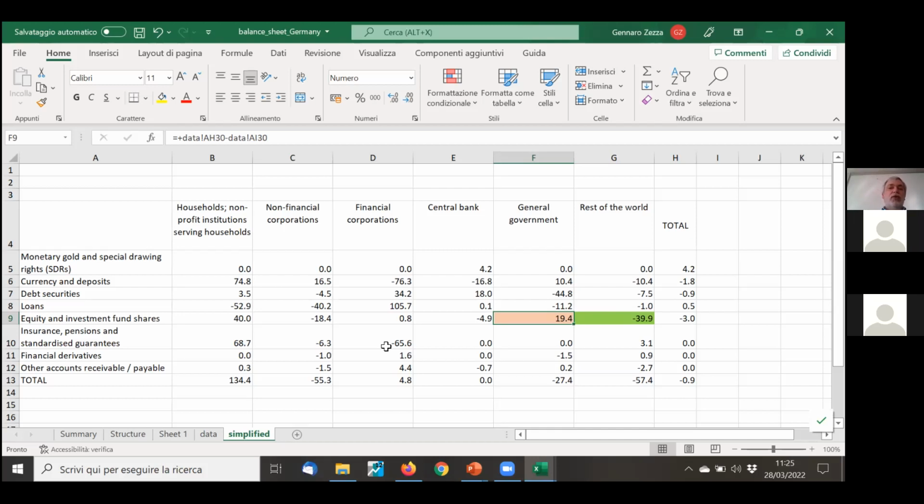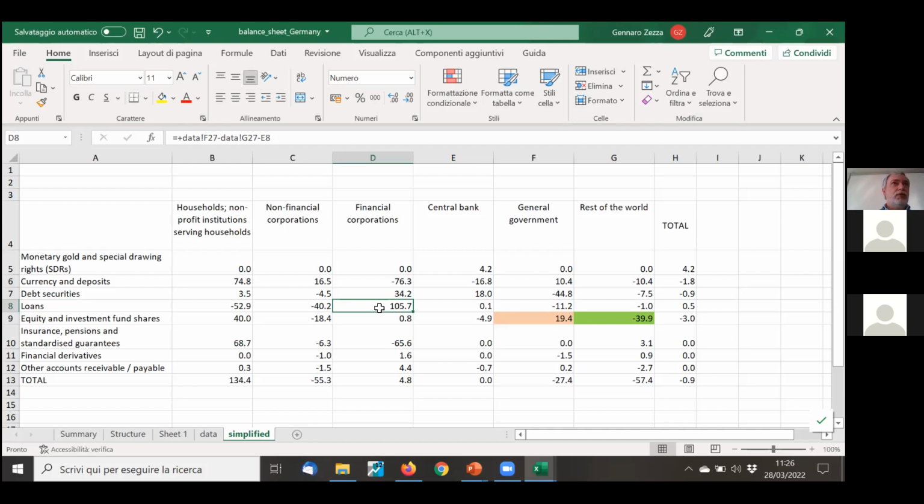Okay, so looking at this table, you have some guidance on what should be in your model and what can be neglected in the model. Again, loans here are quite important, and they are mainly through the domestic financial corporations and households for mortgages and business.